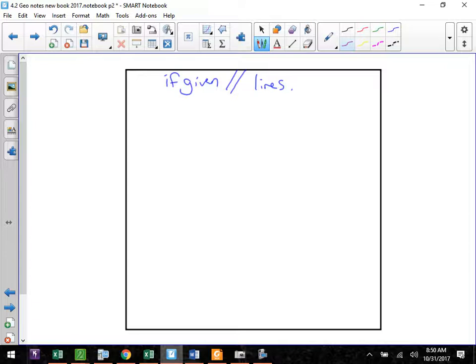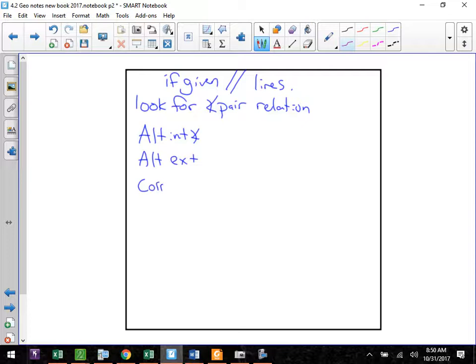So when you're given parallel lines, that means that you have one of those four angle pair relationships. So what you want to do is look for an angle pair relation: alternate interior, alternate exterior, corresponding, and consecutive interior.